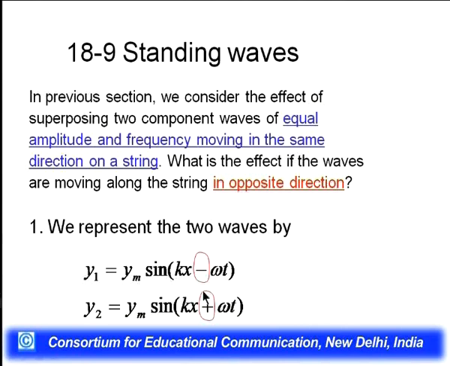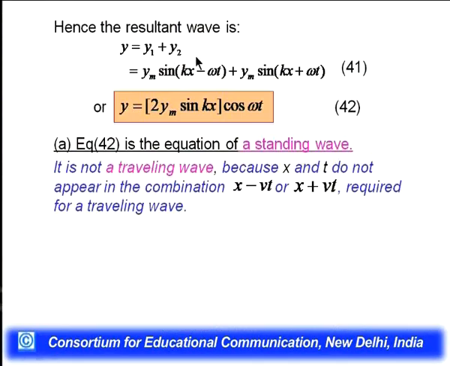Then this will be a minus, for the negative direction. Now it is moving in the opposite direction. The resultant wave is y equals y1 plus y2, ym sin(kx minus omega t) plus ym sin(kx plus omega t). The resultant is y equals 2ym sin kx cos omega t. Now from this equation we define the standing wave.